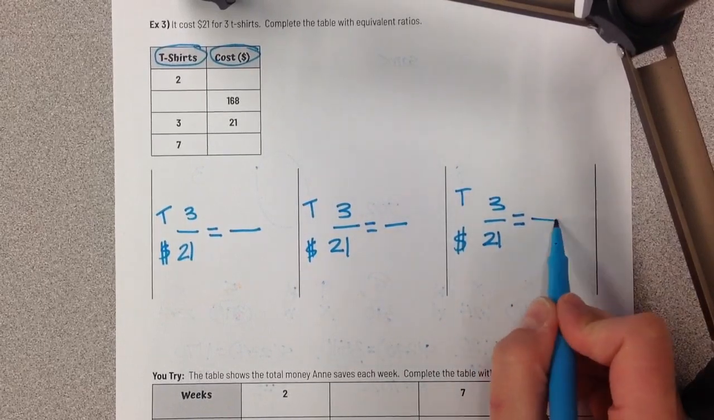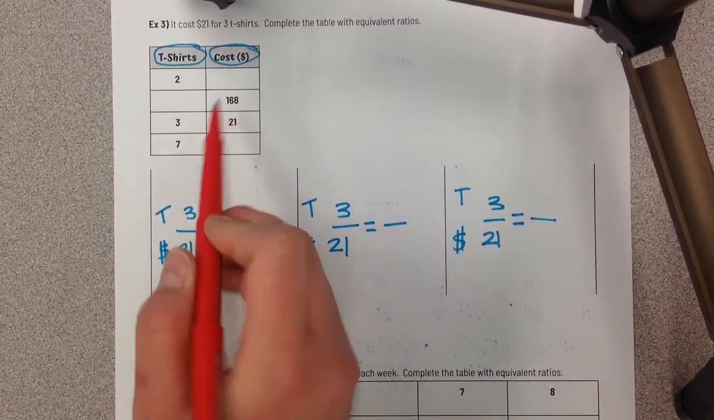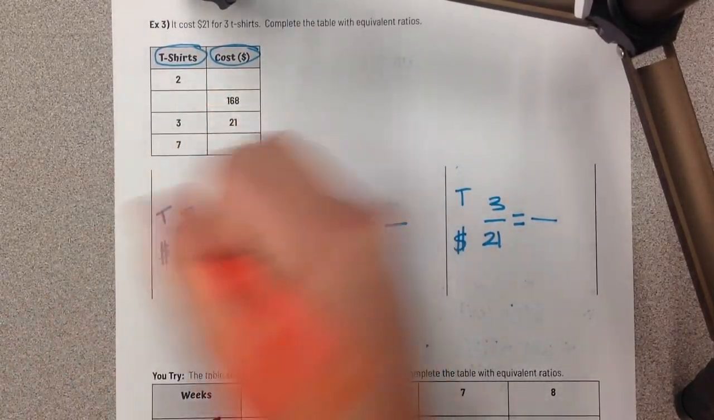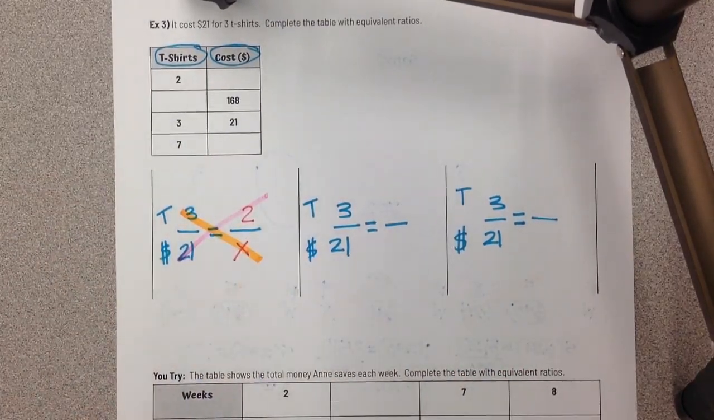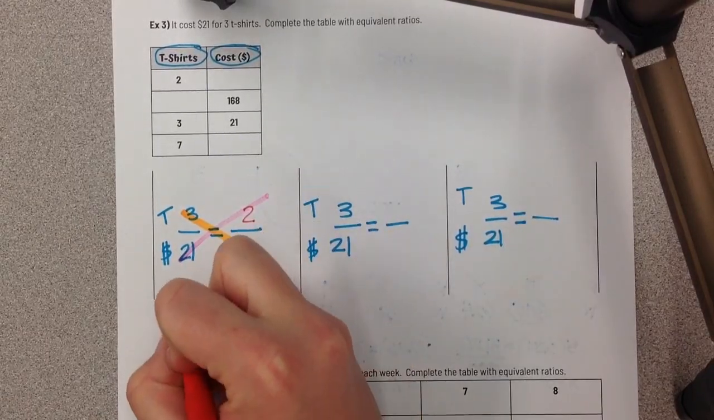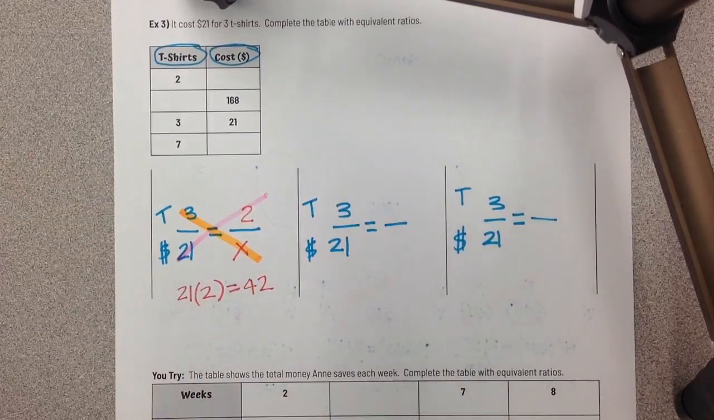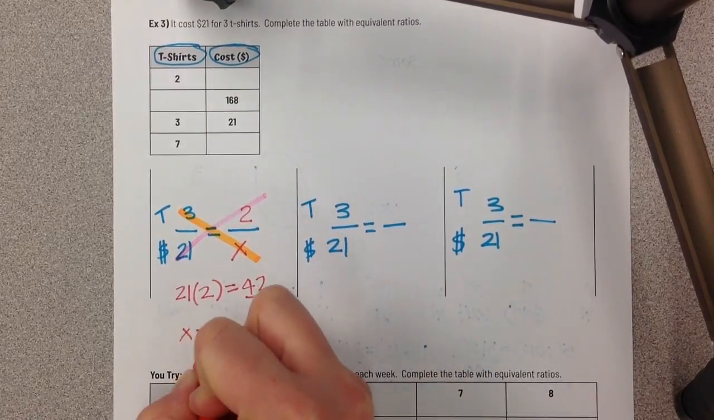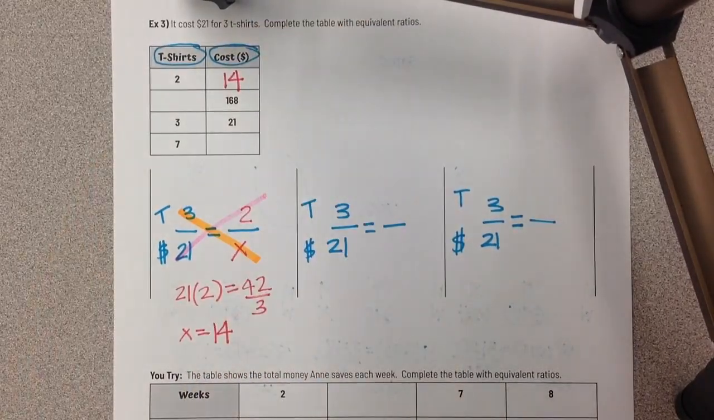Now I'm set up to solve for each of these missing values. For this first row, I know I have 2 t-shirts and I want to know how much those are going to cost. So I am going to do 21 times 2, which equals 42. And then I am going to divide that by 3. So x equals 14. So it cost me $14 for 2 t-shirts.